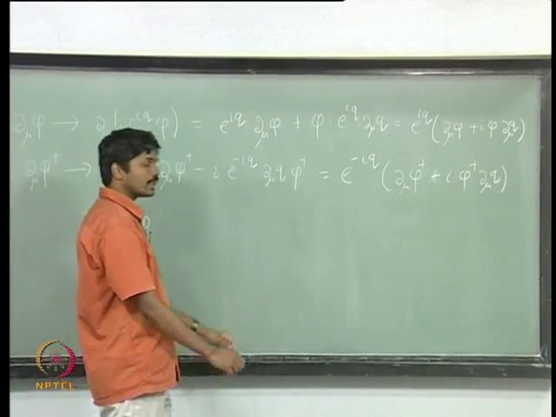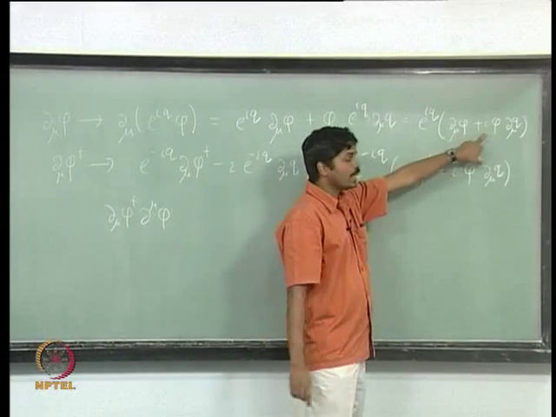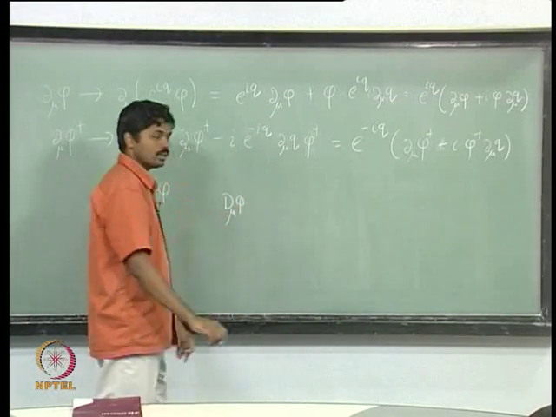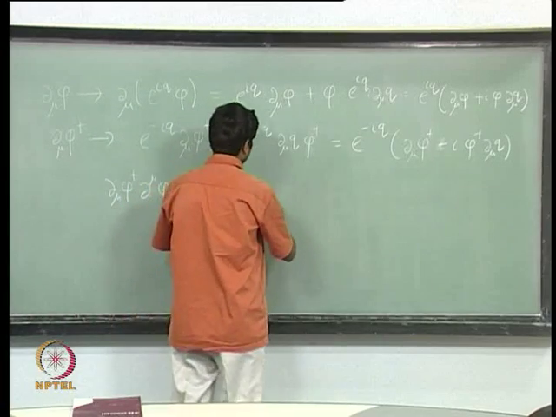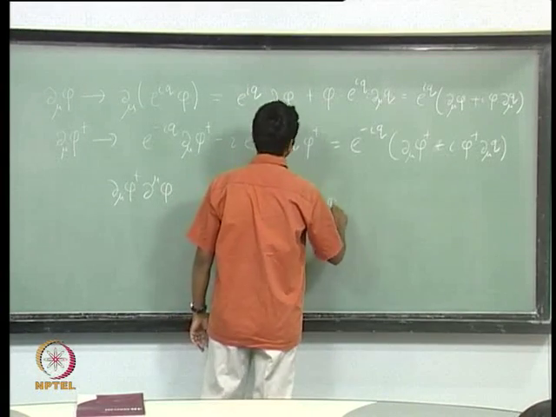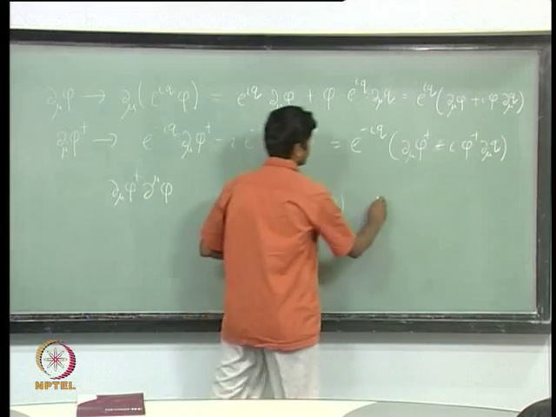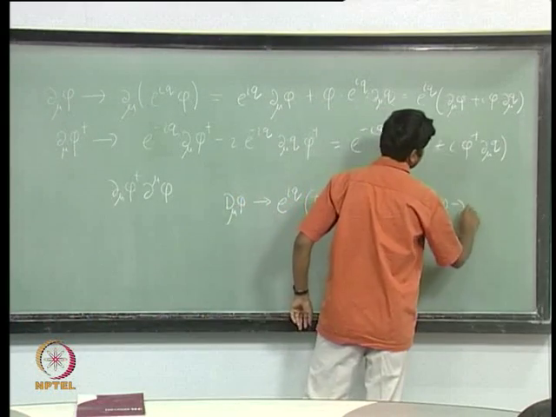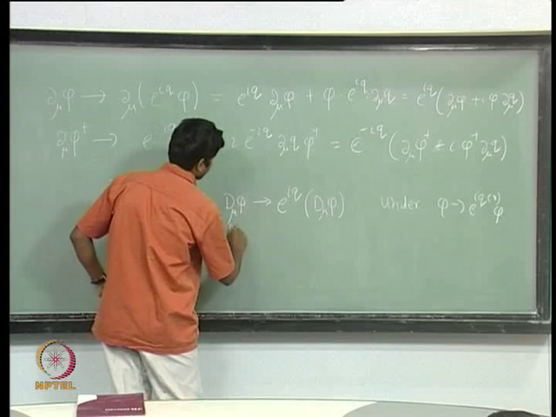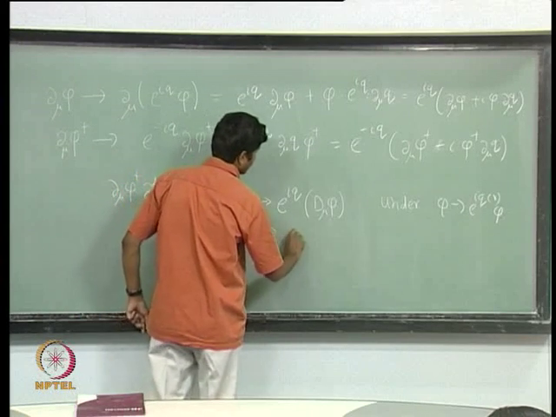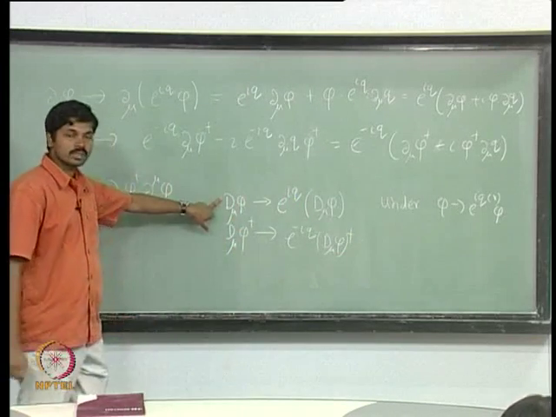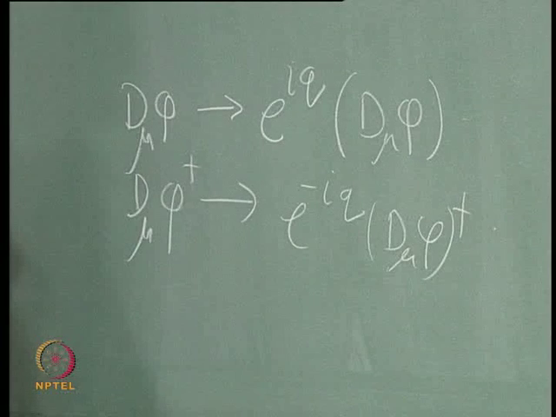So, what you need is actually something which is known as a covariant derivative, which I will denote as D mu phi, such that this quantity will transform like e to the power i q D mu phi under the transformation phi going to e to the power i q of x phi, and its Hermitian conjugate D mu phi dagger will transform like e to the power minus i q D mu phi dagger, so that D mu phi dagger D mu phi will remain invariant under this transformation.